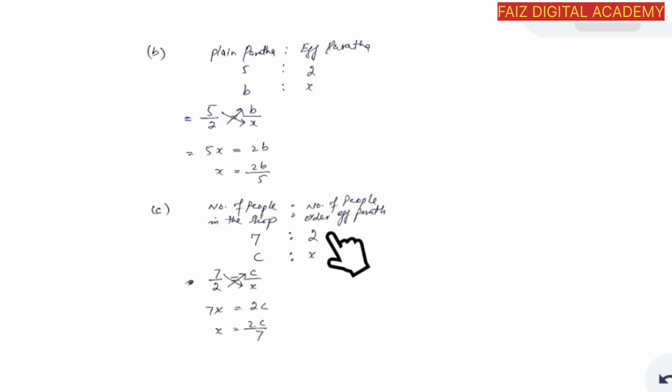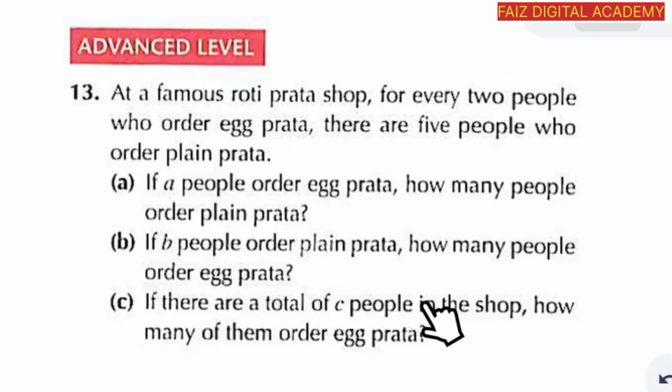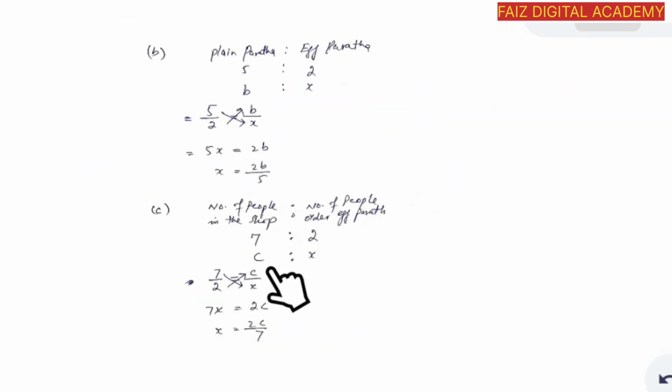So 7 ratio 2. And the question is how many of them are ordering the egg paratha if there are total c people. Similarly, first change these ratios into fraction form. So 7 ratio 2 becomes 7 over 2, and c ratio x becomes c over x. Then cross multiply them to change them into linear form, and then calculate the value of x by moving the 7 to the other side of the equation. So this is how we solved this question.